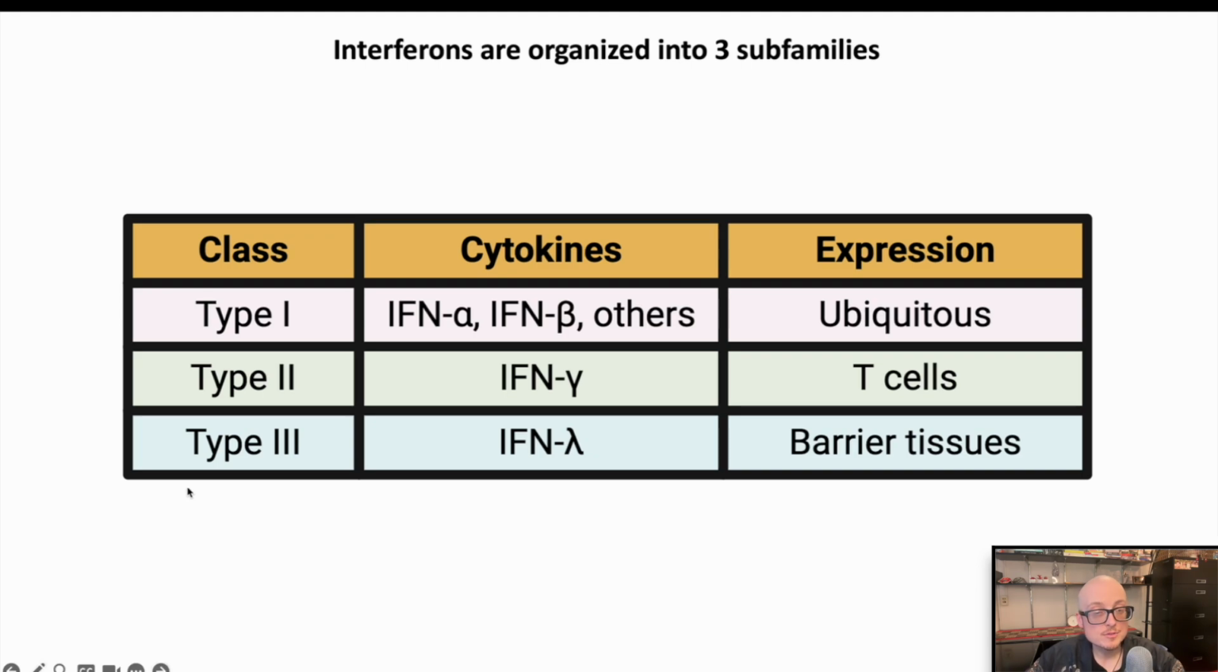Finally, there are type 3 interferons, and these were actually only discovered in the early 2000s, and the main cytokine ligand that we associate with type 3 interferon is known as interferon lambda. And interferon lambda has a lot of overlap with alpha and beta. Type 3 and type 1 interferons are very similar.